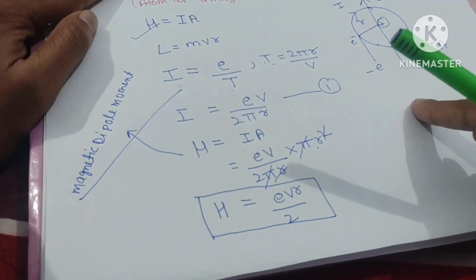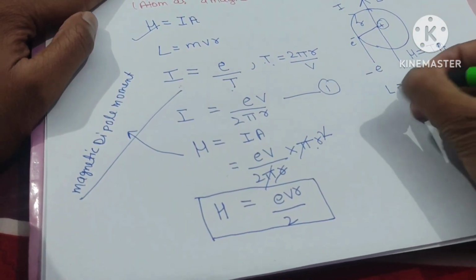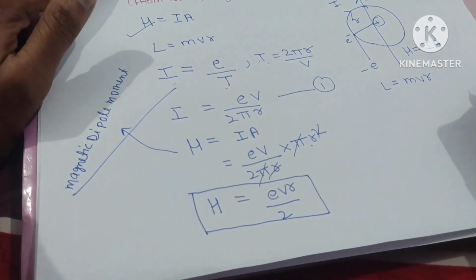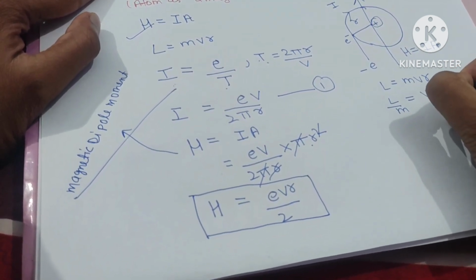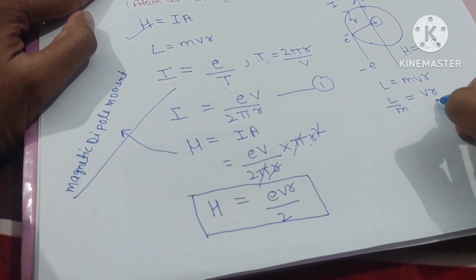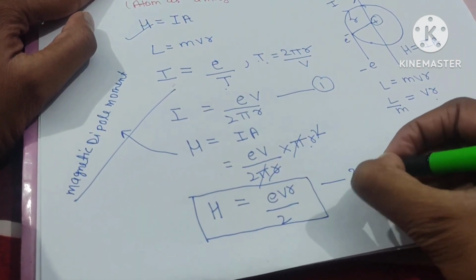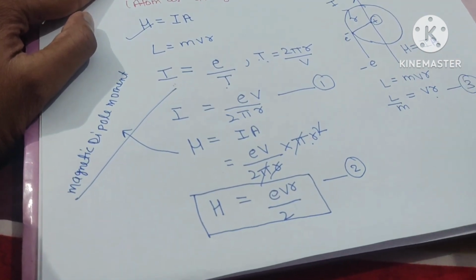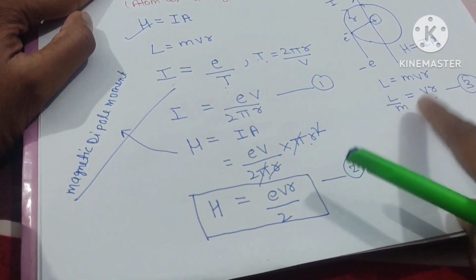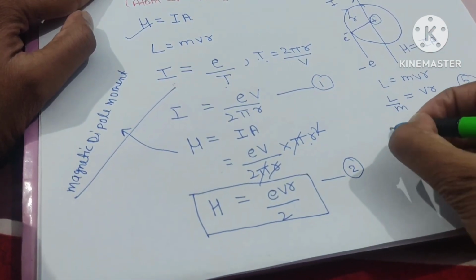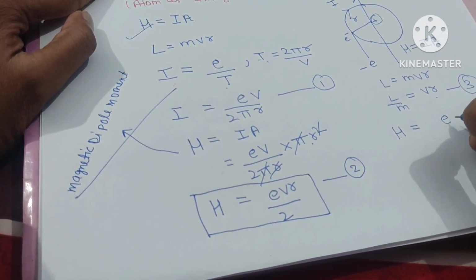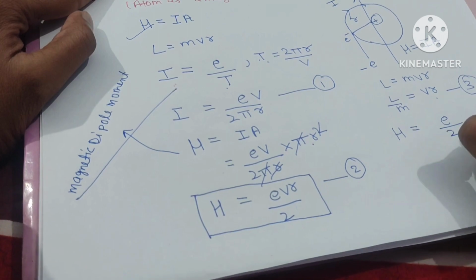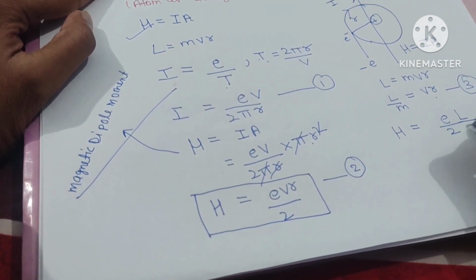Now we'll move to finding its ratio. So we know L equal to m v r. But here, take L by m, which is equal to v r. Now take this as equation 2, take this as equation 3. Put equation third value in equation 2. So when you put this, it will become e by 2 L by m.